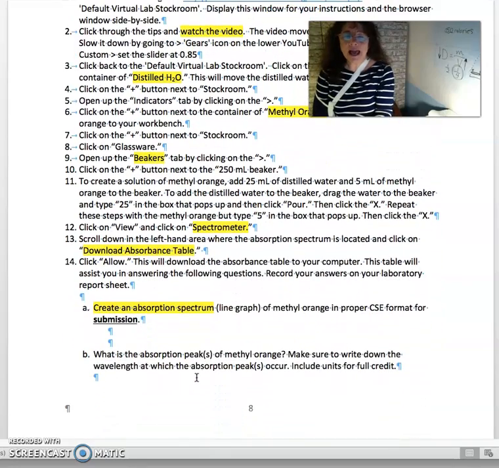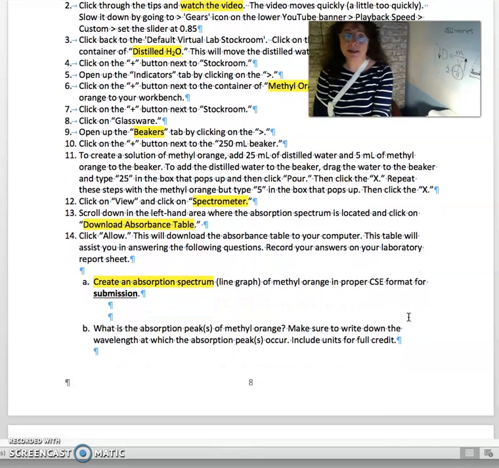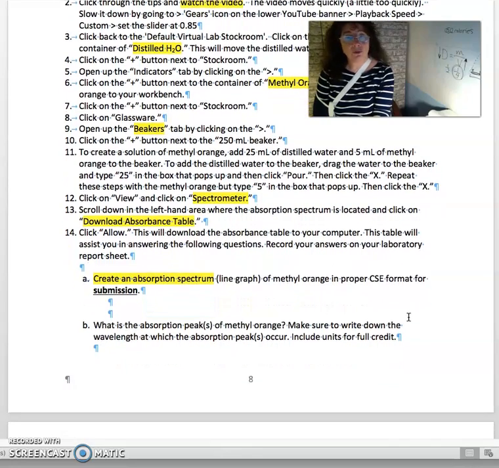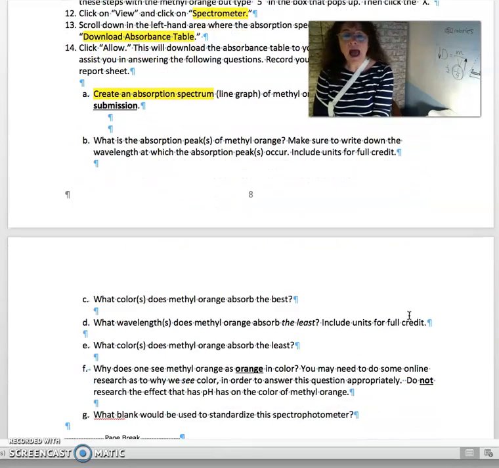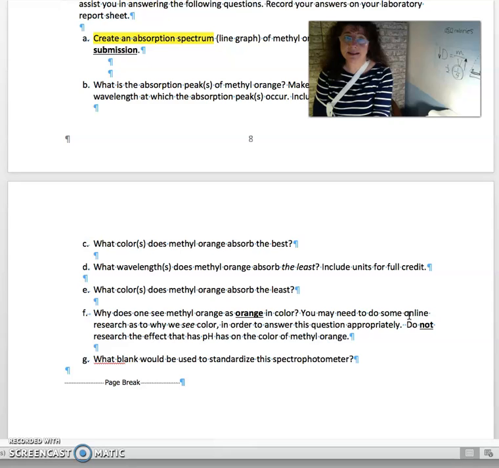You are going to now create a line graph in Excel from your data from the absorption spectra. You learned how to do this in your scientific writing lab. Now you're going to employ it. You're going to use proper CSV format to do that. When you have that graph, you're going to look for the absorption peaks of methyl orange. You're going to write down the absorption peaks. You're going to make sure you have units. And you're going to do some analysis in here.